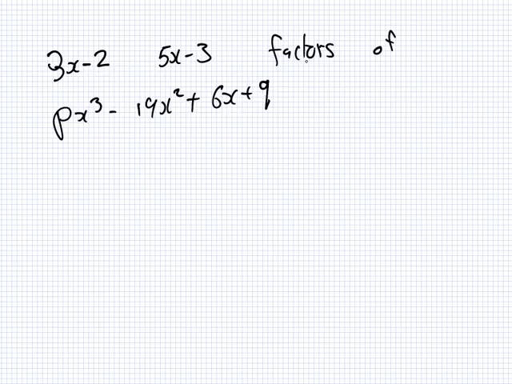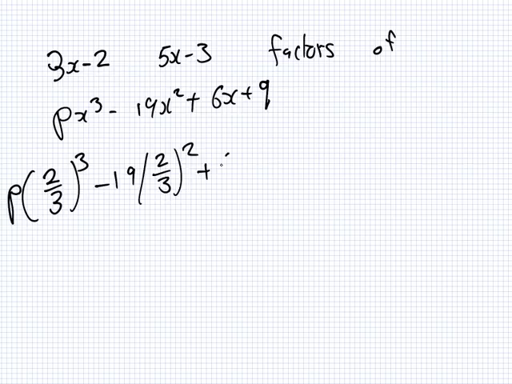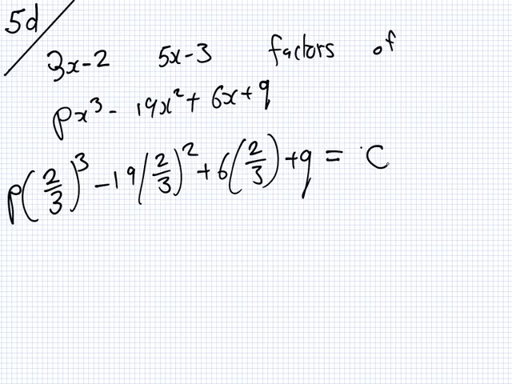So if they're factors, what's the remainder? Zero. So we'll have P times 2 over 3 cubed minus 19 times 2 over 3 squared plus 6 times 2 over 3 plus Q equal... Equal what? Which question? Oh, which one is this? Zero. Which question? 4D, is it? 5D? 5D, is it? Okay, equals zero. Why equals zero? Because I said they're factors.